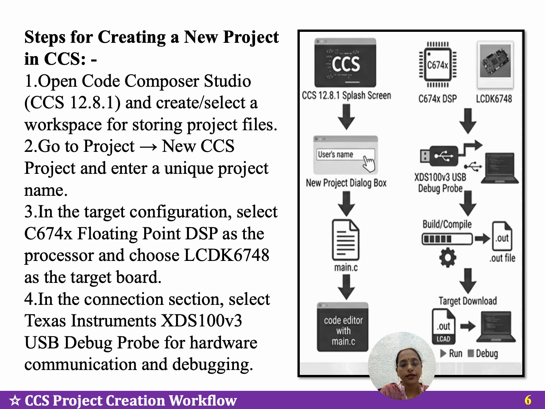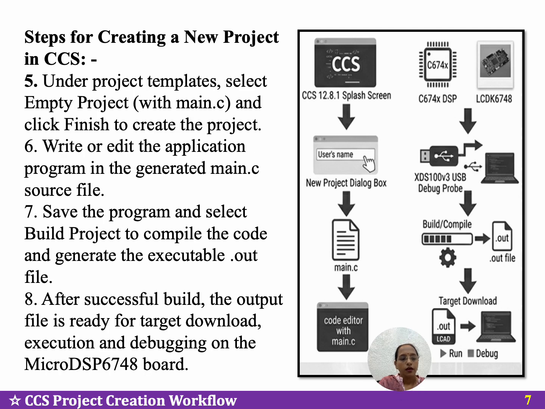Then we write or edit the application code in the generated main file, save it, and choose build project to compile the code and generate the executable output file. After the project is built successfully, the generated output file is downloaded into the DSP memory using the JTAG debugger interface. Then a debug session is launched in the CCS to establish communication with the target board.